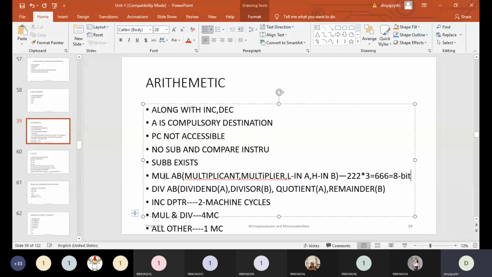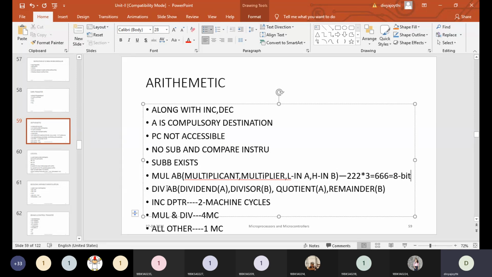Before the execution of this instruction, A will store the multiplicand and B will store the multiplier. After the execution, that means multiplication is done and the result is there. That result will be stored again in AB only. So what does A store? A will store the lower byte of the result and B will store the higher byte of the result. So that is about the multiplication instruction.